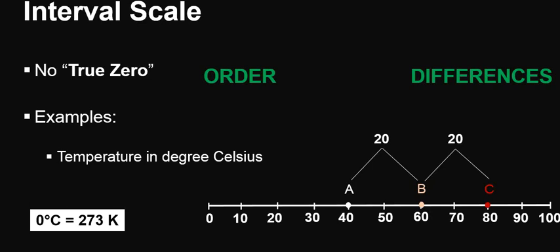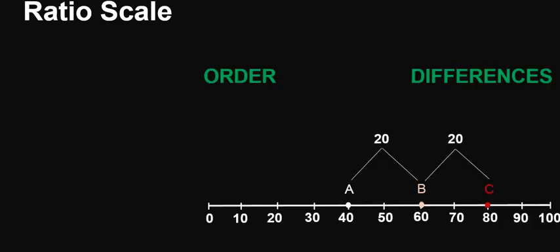But in case of the ratio scale, it has everything, right? So it shows both the characteristics of order and the differences in the measured scale. And here they have true zero. Zero literally means zero. For example, temperature in degree Kelvin, where 0 Kelvin is equal to the absolute zero.